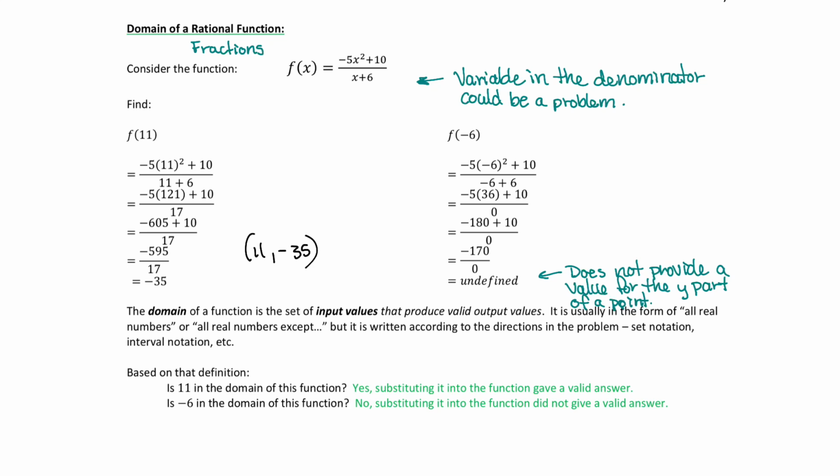Okay, so if you get an undefined answer, it doesn't provide a value for the y part of a point. You won't get this. Okay, so your domain values, your x values, can only be the numbers that give you an answer. So x cannot equal -6. It can equal anything else but -6. And the way you get that is by looking right here, because there's a variable in the denominator.